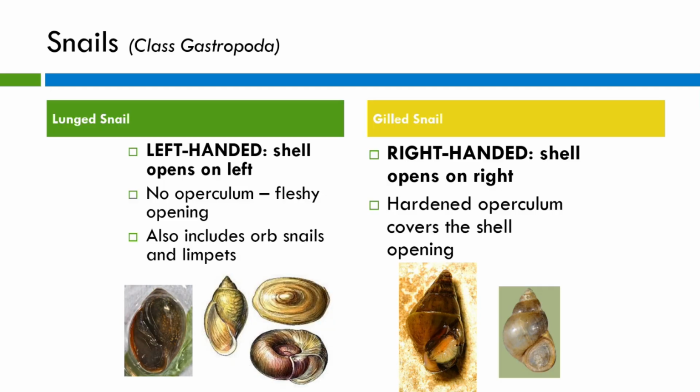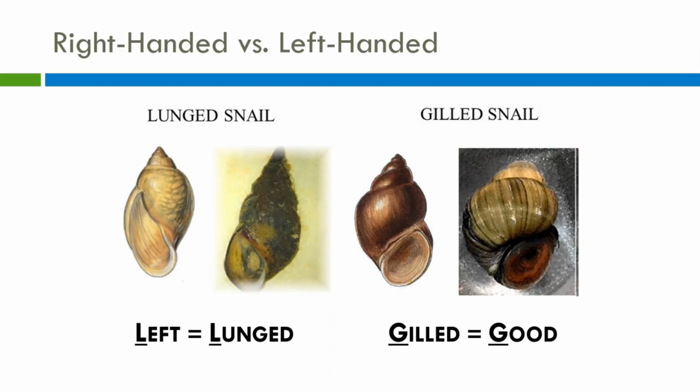We do find other kinds of snails where you can't really use the side that it opens to help with the identification. Things like the limpet that I mentioned, or the orb snails, which are just rounded. In those cases, both of those examples are also lunged. So right-handed are gilled, pretty much everything else is lunged. A way to help us with this is left equals lunged and gilled equals good. I mean, you don't have to remember that part, but left equals lunged, right equals gilled. That's generally how it goes.